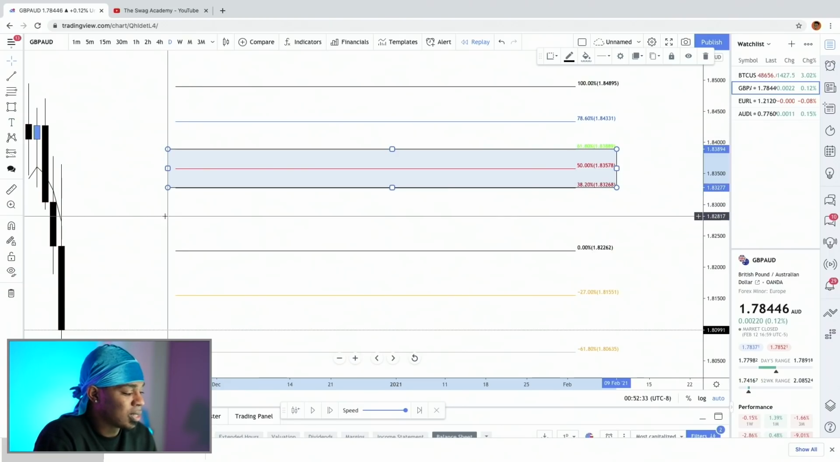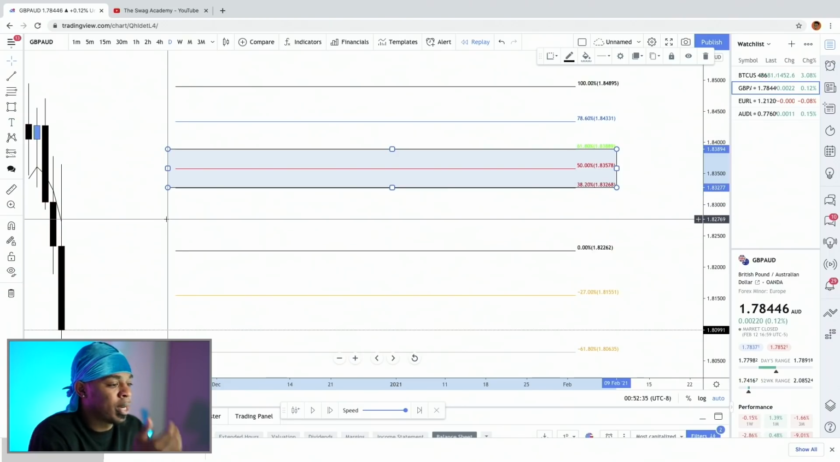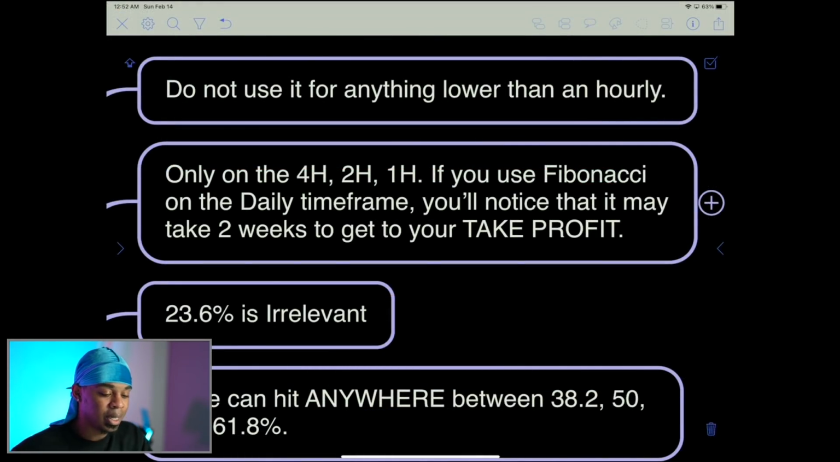23.6 is irrelevant. It's not a real retracement. If price goes all the way down, then comes up to the 23 and then comes back down, it was just two candlesticks in the opposite direction. A full retracement is like 4, 5, 6 candles in the opposite direction. You can draw a counter trend for counter trend trading in the opposite direction before a full drop to the take profit level. But back to the overall point, price can hit anywhere between 38.2, 50, and 61.8.